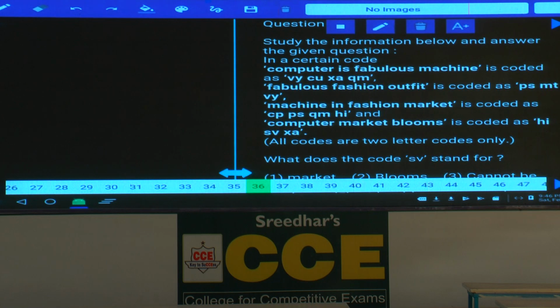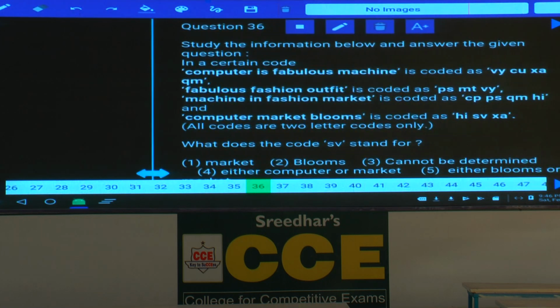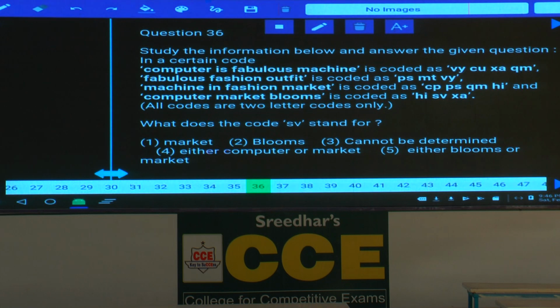Then 36 onwards, it is based on coding and decoding. Now in this coding and decoding, 4 statements. Compute is fabulous mission, that is statement 1. Now we need to compare the first and the second statement. Tell me which is the word which is common between these two. Fabulous is the only word which is common between the first and the second. The code which is common between these two is VY. Hence the code to the word fabulous is VY.